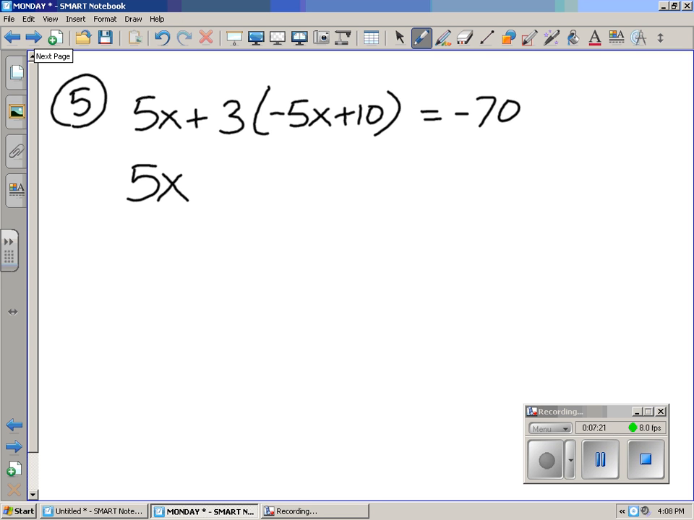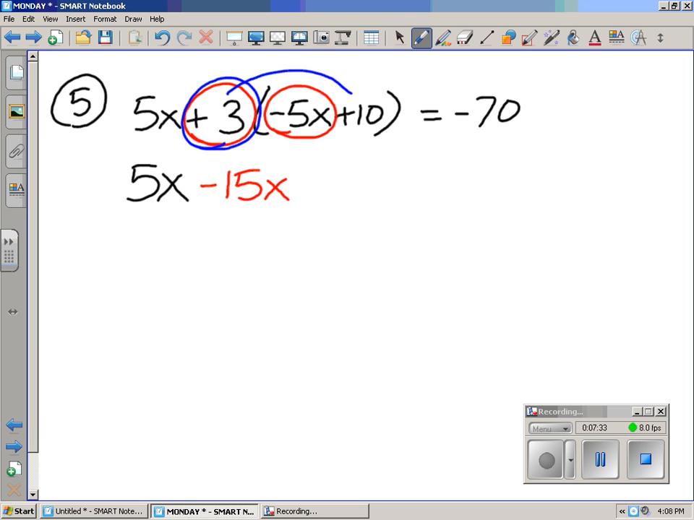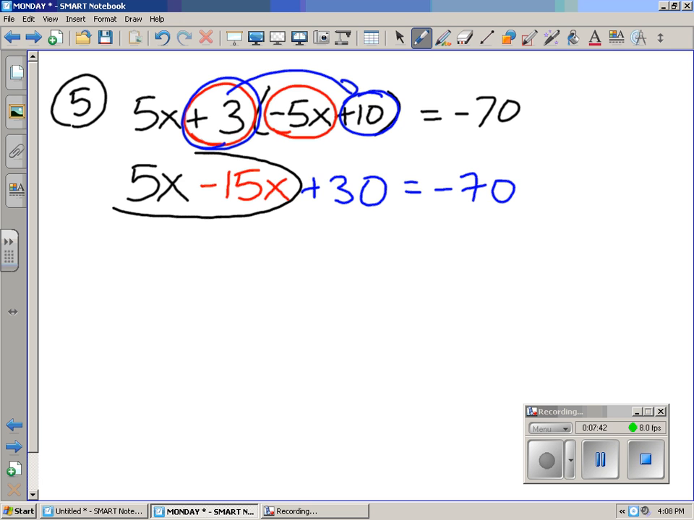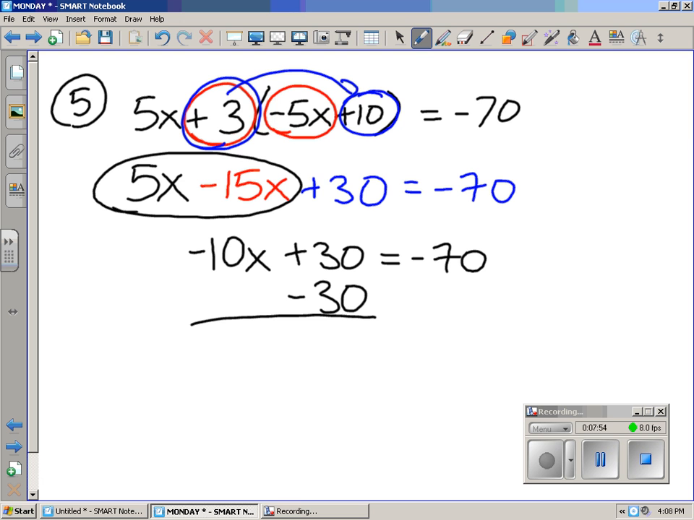Number 5, I copy down 5x. And then I multiply the positive 3 by the -5x, and I get -15x. I take the positive 3 again, and I multiply it by the positive 10, and I get 30. Then I combine like terms. The result is -10x. Then I use the inverse operation to move this constant 30 to the other side.